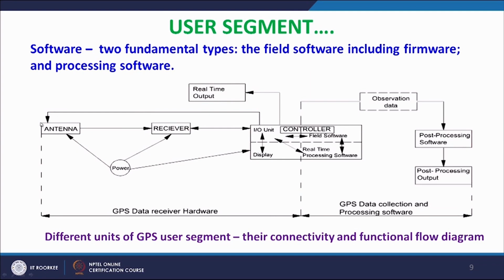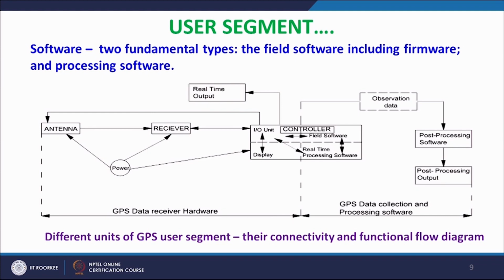Now the receiver, what will it do? It will receive the signal from the antenna, then it will carry out many pre-processing and processing operations inside it as per the instruction given by the controller and under the framework of its firmware. So firmware will be the guiding criteria for how a receiver will work, and what specifically it will do will depend on what commands the controller provides it through field software.